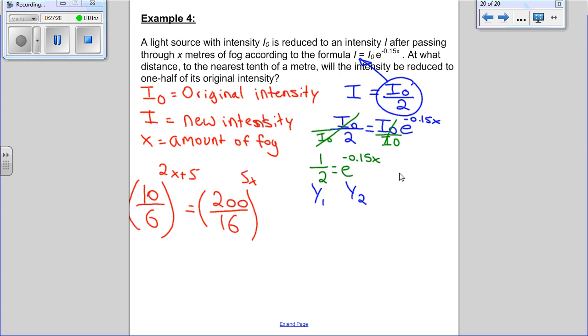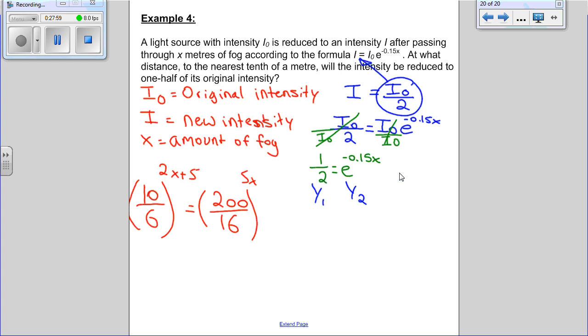Hey. Is E just the little leader on the... E is the number E. On the efficiency? Yes. So if you wanted to figure this out, you need to graph 1/2 into your y1, and then e to the power of negative 0.15x into y2. E to the power of negative 0.15x.